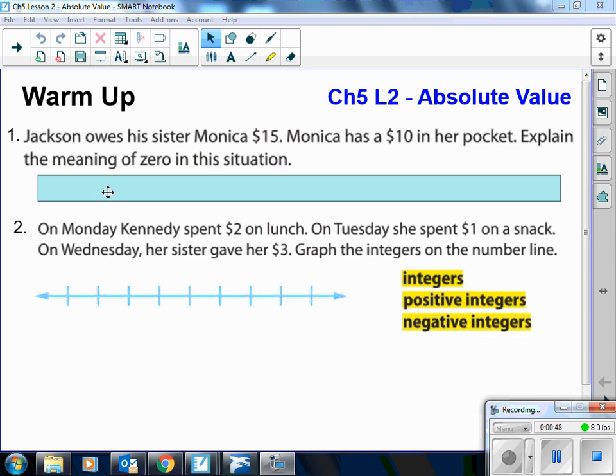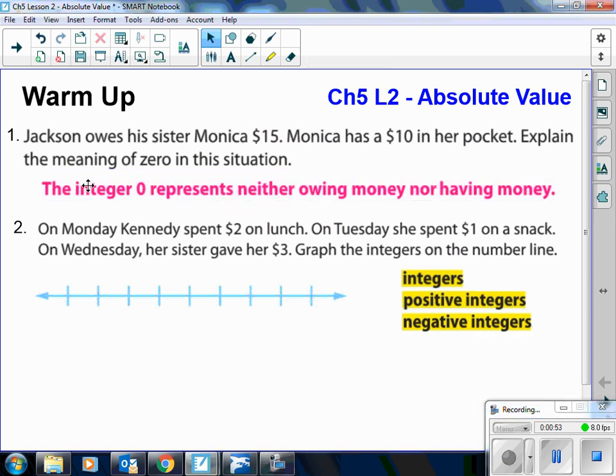Very good. So the integer zero means neither owing nor having money. So that means you don't owe money and you don't have any. So that's zero right there. That's what the zero integer means in that situation.